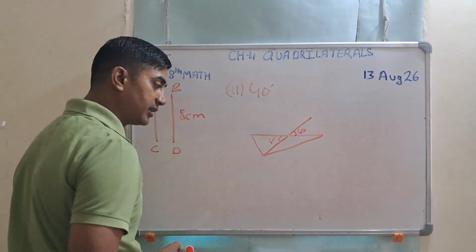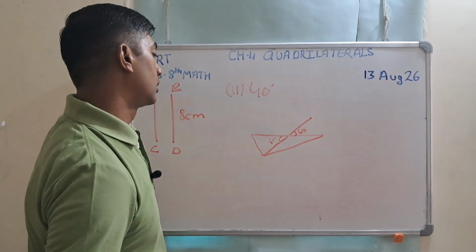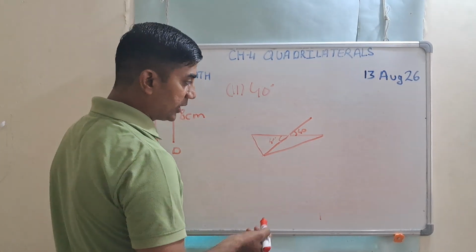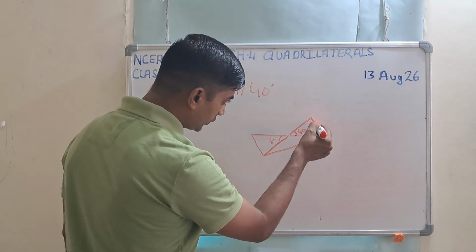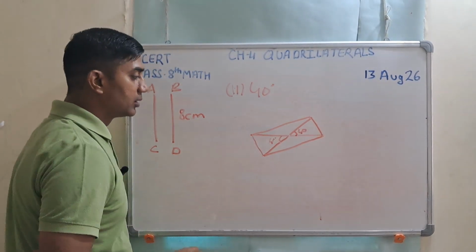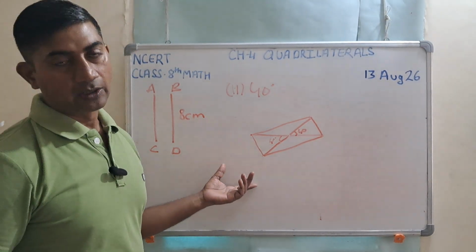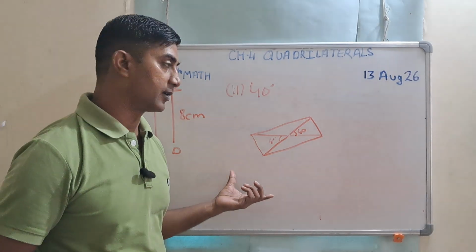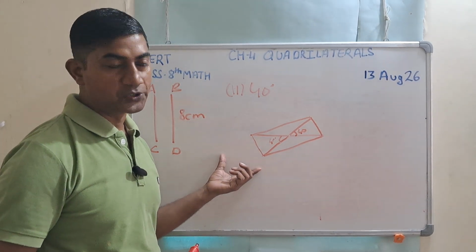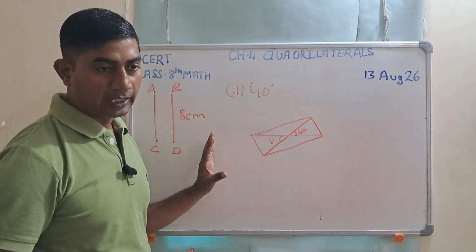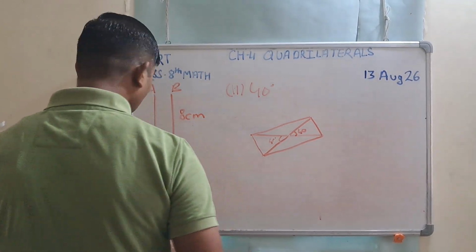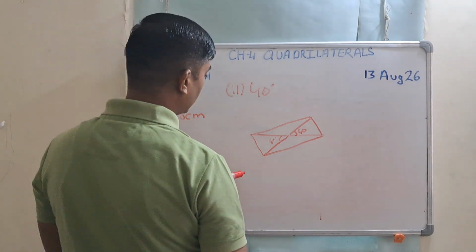Since I am doing this on the whiteboard, I am joining it by a loose end. Don't join it by loose end. Use your scale to join these end points, and you will get your desired figure. Since I am doing it with my loose end, that's why this is not a perfect figure. When you do it with the help of your scale, it will become a perfect rectangle. Understood? So this is your second figure.